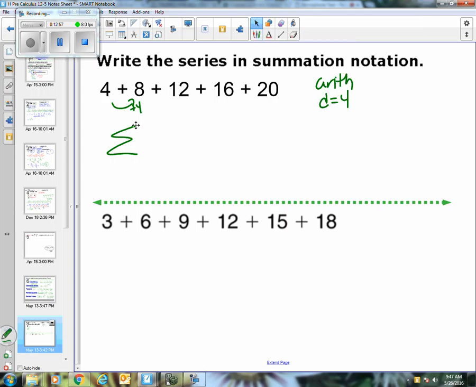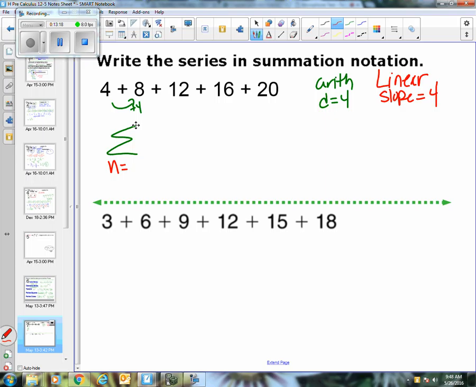So if I know it's arithmetic, that means my rule when I write my equation has to be linear, and I know that my slope then is going to have to be 4, because that's what it's going up by each time. That kind of rise over run idea, up by 4, up by 4, up by 4. So let's see if we can come up with a rule for this then.